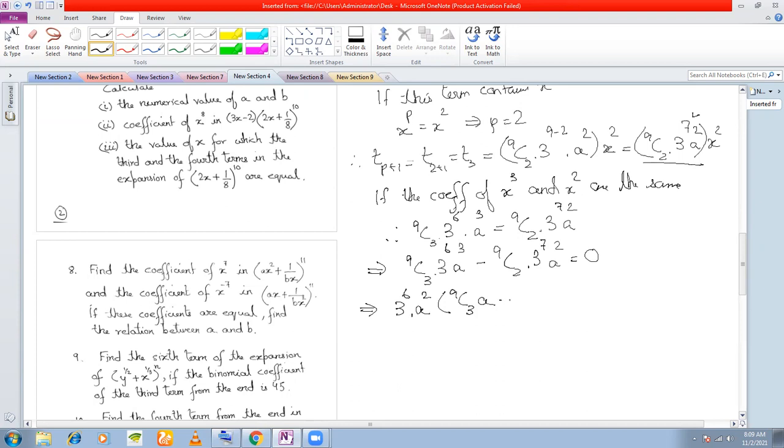9C3a minus 9C2 is equal to 0. That means 9C3a minus 9C2 is equal to 0, because this part is not equal to 0, since a is not equal to 0.